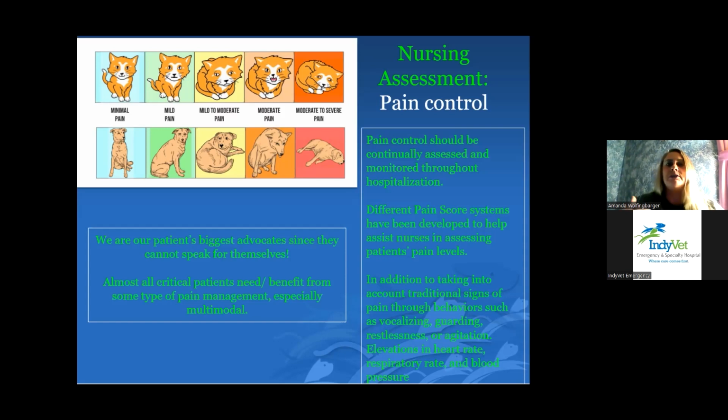So not just them vocalizing or being restless or agitated, but also, do they have a high heart rate? Are they panting? Are they not comfortable? Do they have a high blood pressure? So we need to be continually assessing their comfort and their pain score throughout their hospitalization. Almost all critical patients will benefit from some type of pain control or anti-anxiety medication while they're hospitalized. So again, this is somewhere where I feel like we as nurses can especially advocate for our patients.